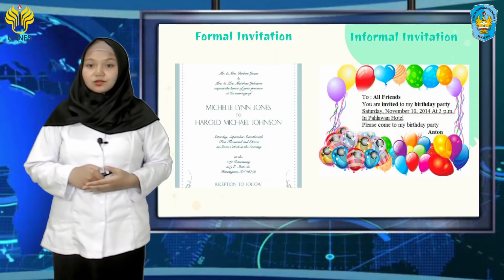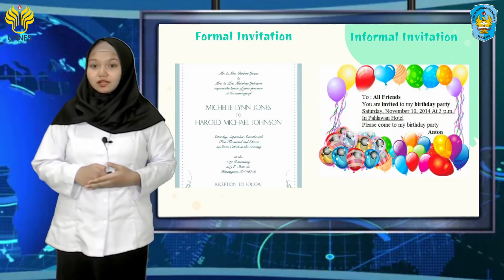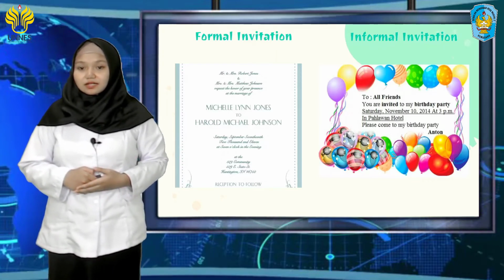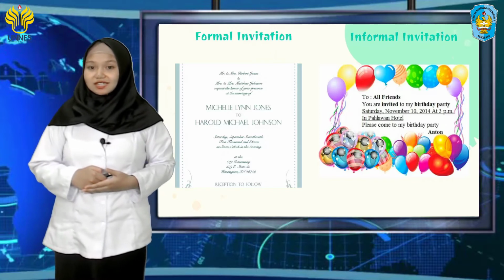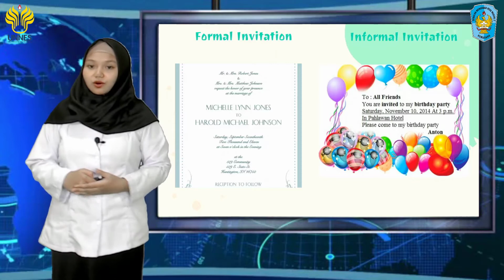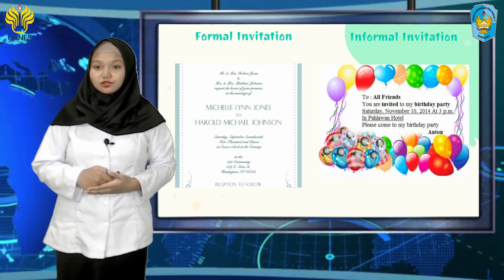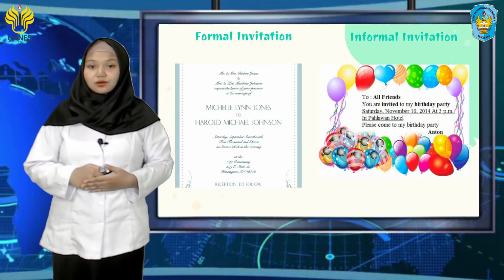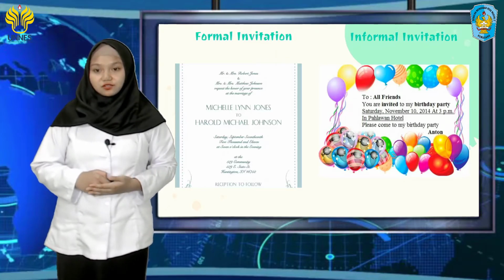And the second one, you also could see clearly that it is the informal invitation because yeah, from the decoration you could see there are a lot of balloons and also only 2 friends. You are invited to my birthday party. There is no salutation and etc.